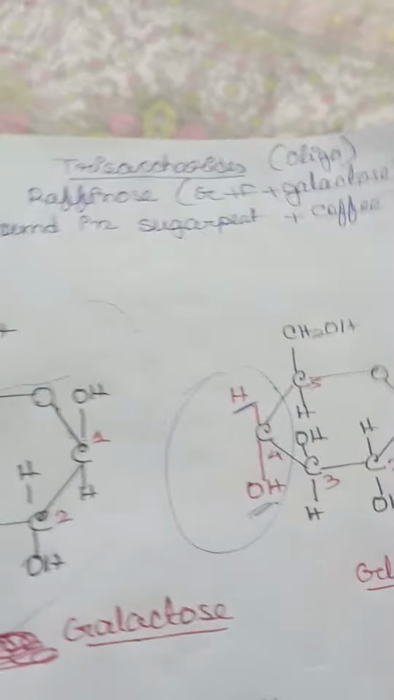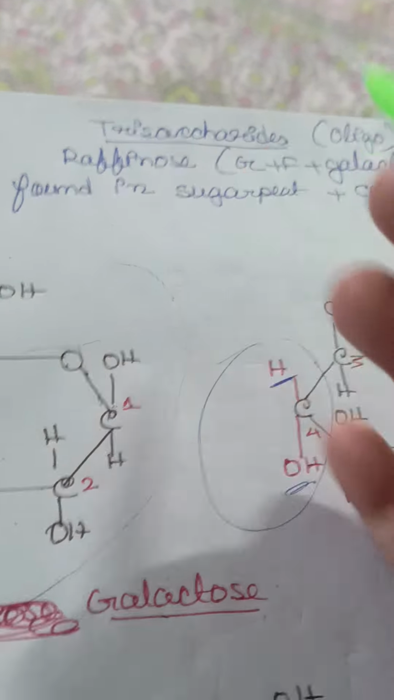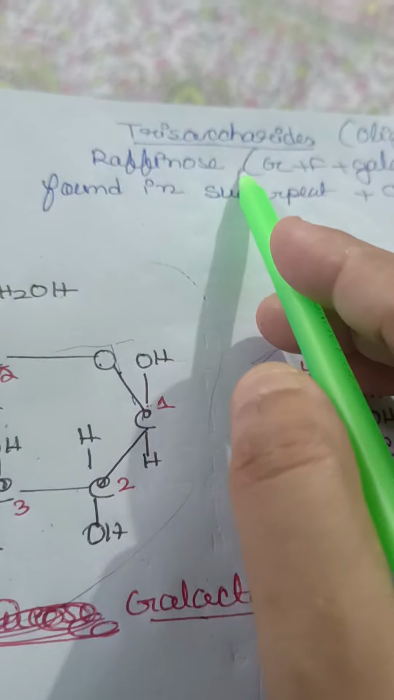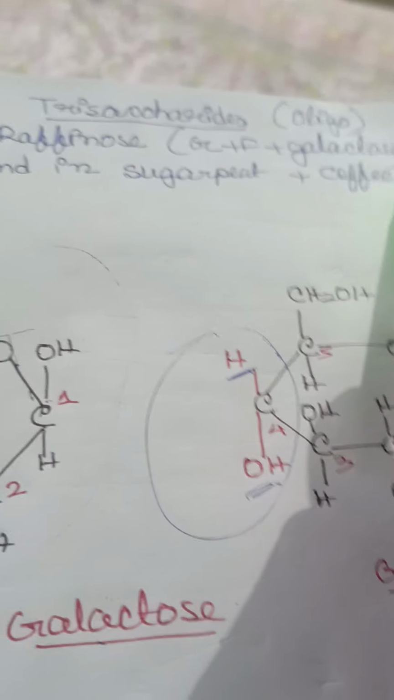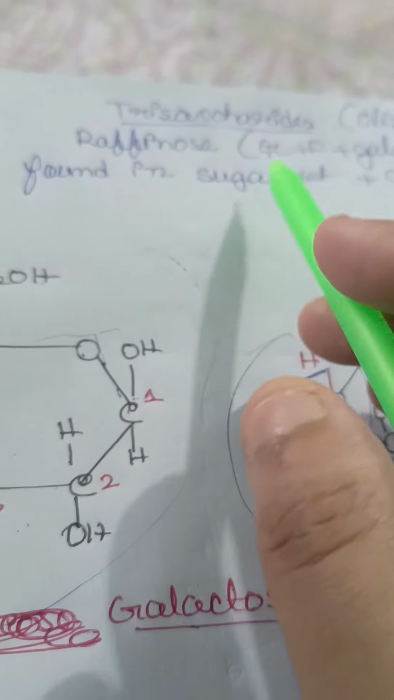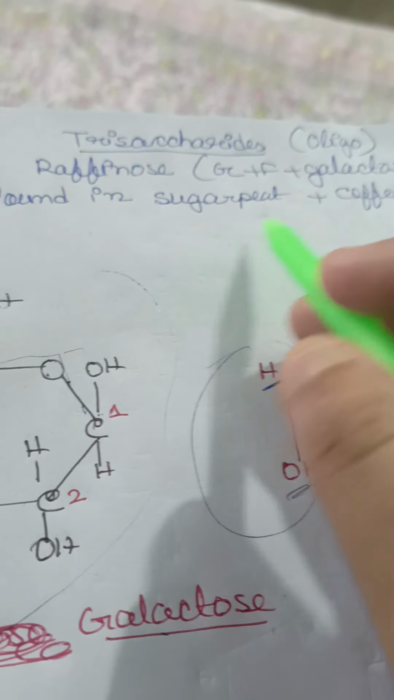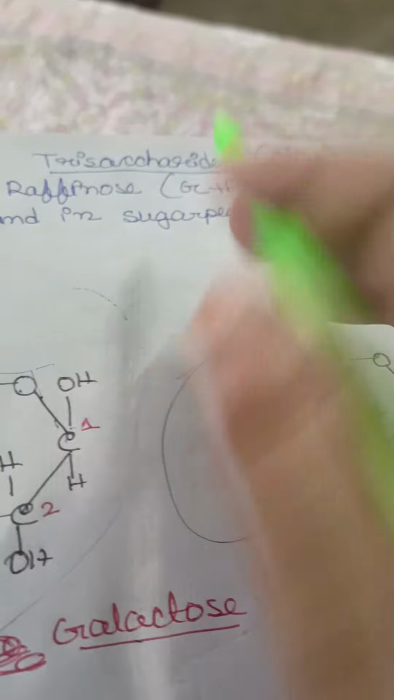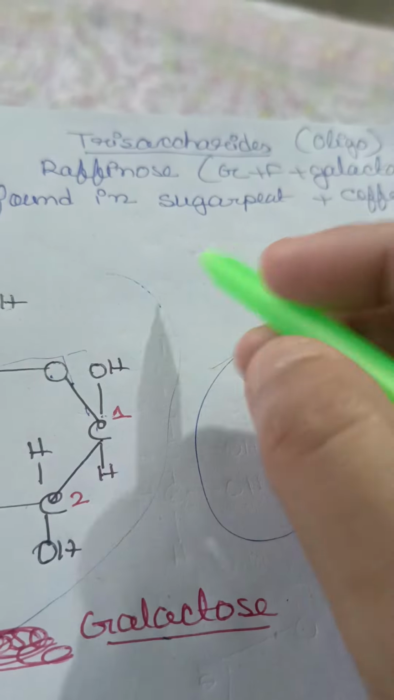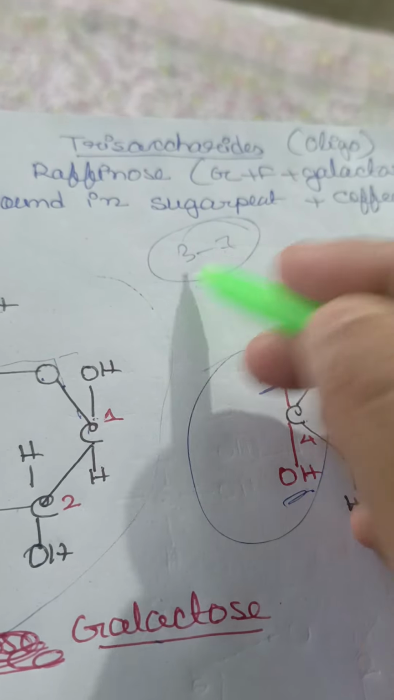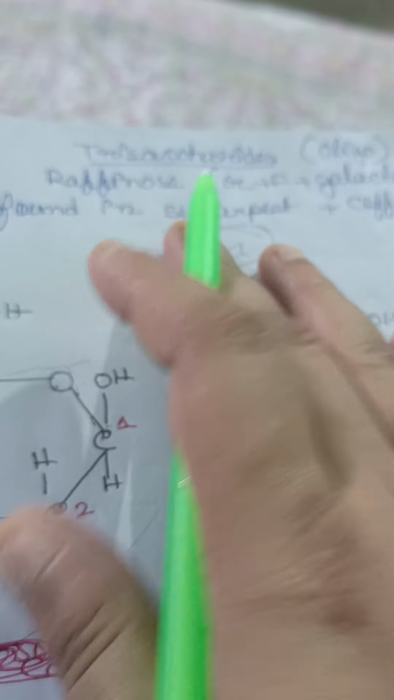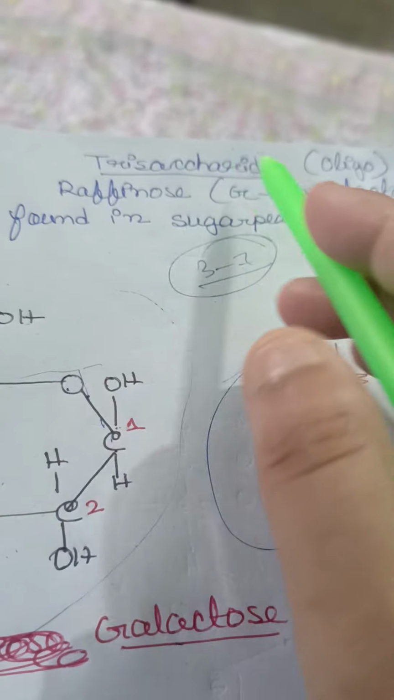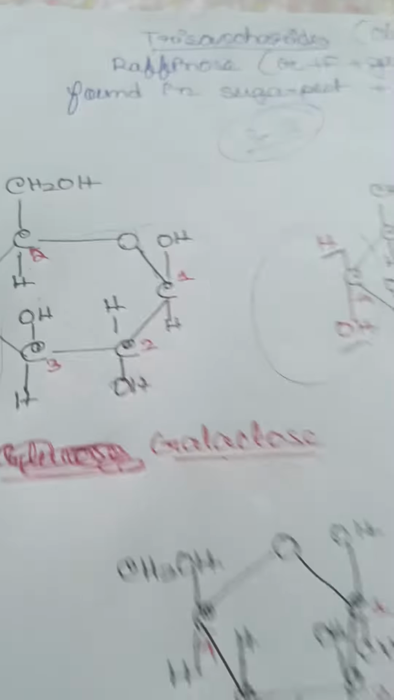Now one example of trisaccharides is raffinose. Raffinose is glucose, fructose plus galactose. Okay, we find this type of sugar in sugar beet and coffee. This is one type of oligosaccharide, because we know from 3 to 7 all are oligosaccharides, right? So this is one type of oligosaccharide, but the example of a trisaccharide is raffinose. Okay.